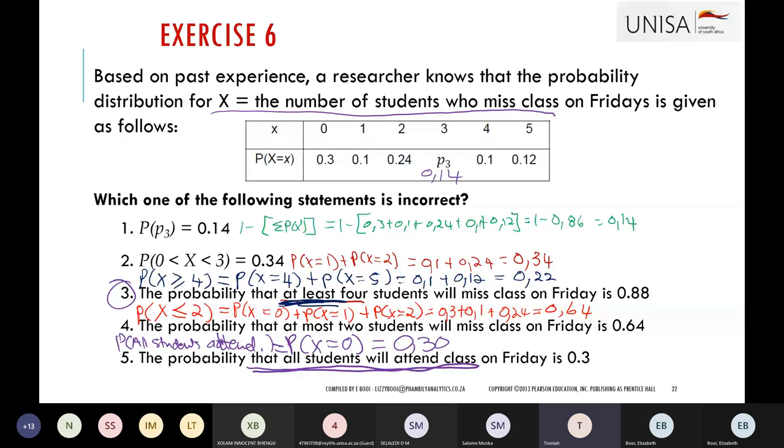Lizzie? Yes. I'm confused. Let's go back to question four. It says the probability that at most two students will miss a class on Friday. Then when we calculated, we included the zero. Yes. And you are saying we would include zero because at most refers to either all students came to class, at most one student missed class, at most two students missed class. It includes all of them. It includes an instance where everybody was in class. Because when you say at most, it will include even those days where everybody came to class.